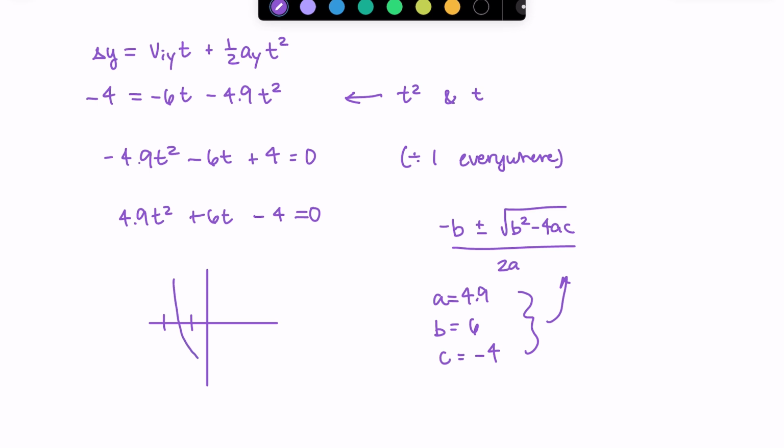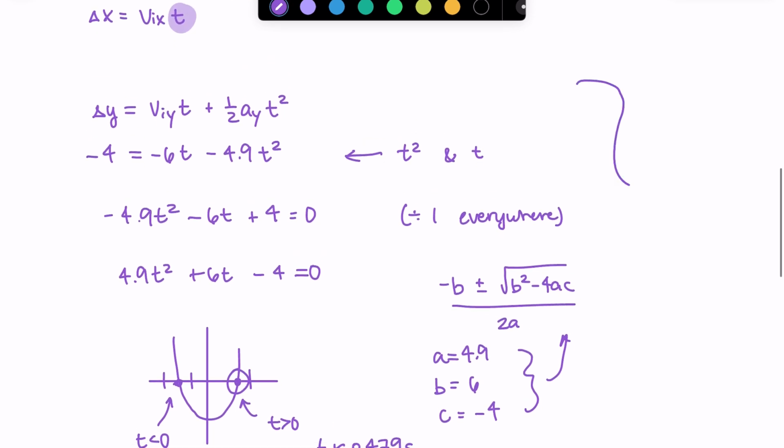You're going to get one solution there and one solution there. So obviously this is a negative time and this is a positive time. So this is the winner, and you should get about t equals 0.479 seconds.